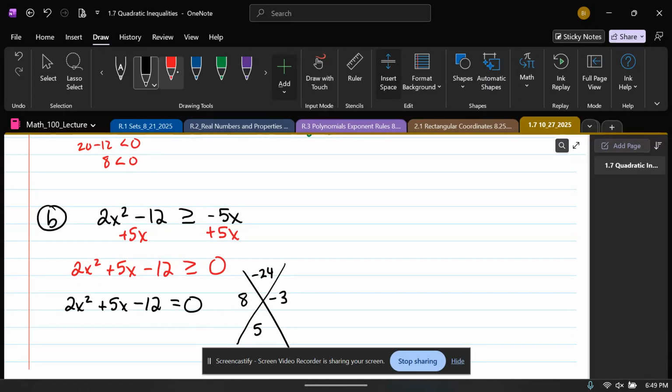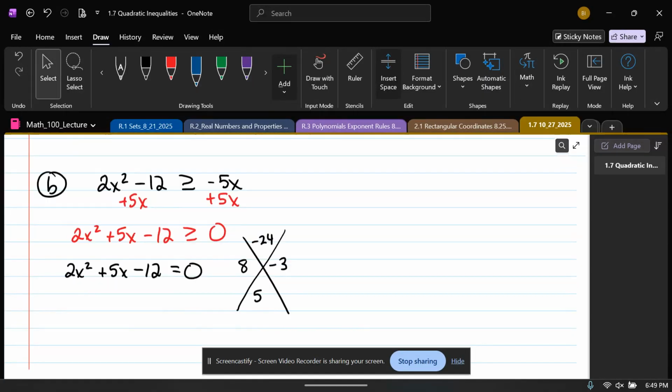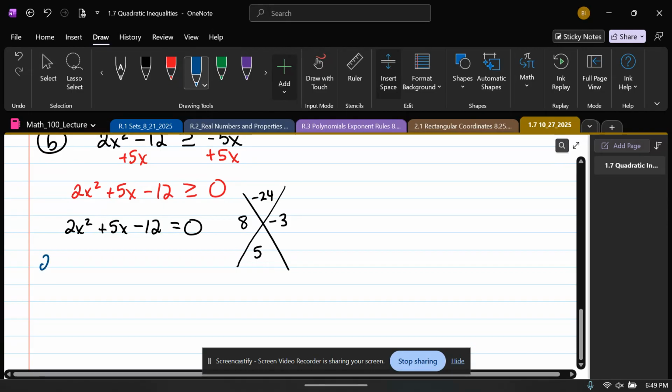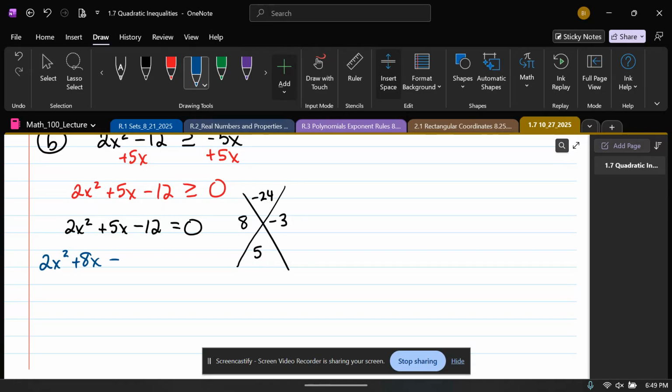So this is a little bit longer to factor it, but it's still shorter to factor it than it is to do quadratic formula. I'm going to put the 8x in front, the minus 3x minus 12 in the back, and I'm going to group.